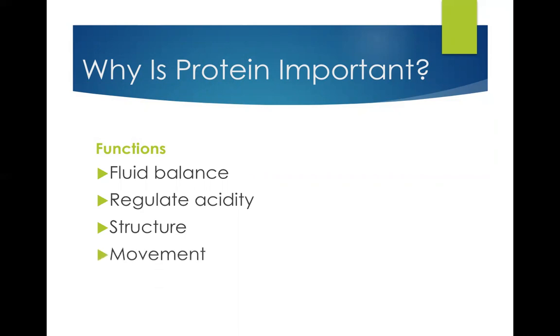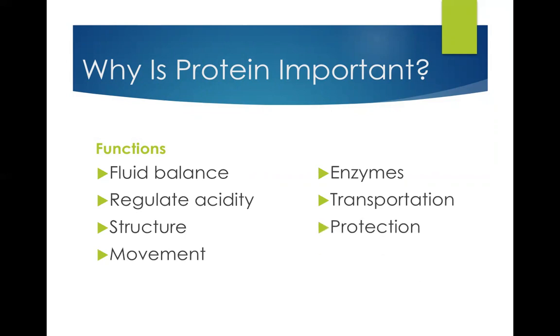Movement, enzymes, proteins that can speed up metabolic reactions. Transportation, proteins serve as transport molecules. A good example is hemoglobin that can transport oxygen. Protection, I mentioned skin already, but skin is our biggest organ and also our first line of protection against pathogens, also antibodies and hormones. So we're going to talk about these coming up through the lecture.